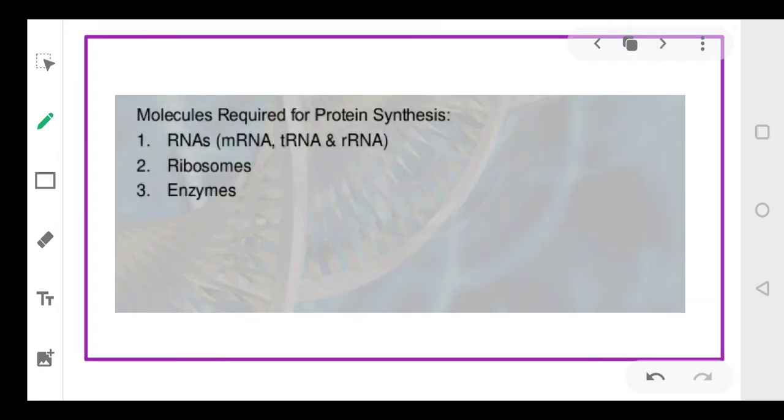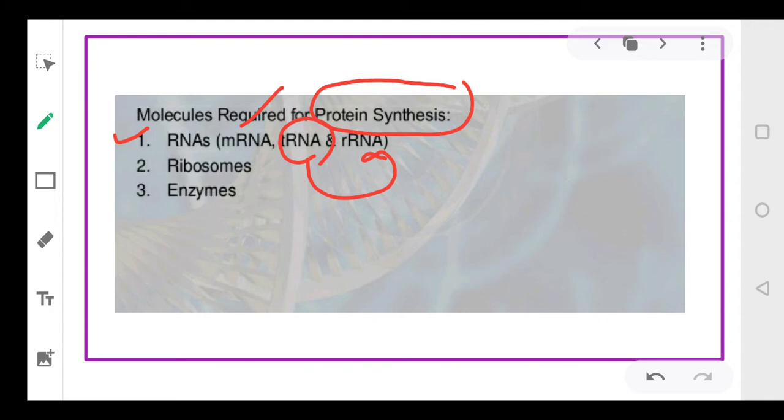Now what are the various things that are required for protein synthesis? So basically we will have 3 things. One is the RNA. First of all, we will require mRNA, because mRNA will have the information, and this information will be read by tRNA, and the work will be done by the rRNA.